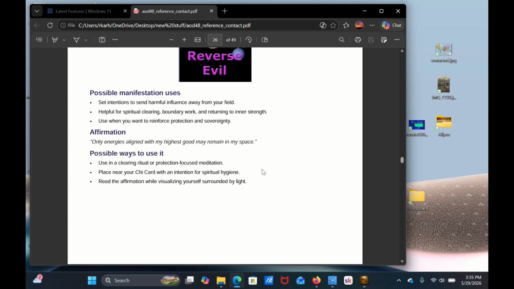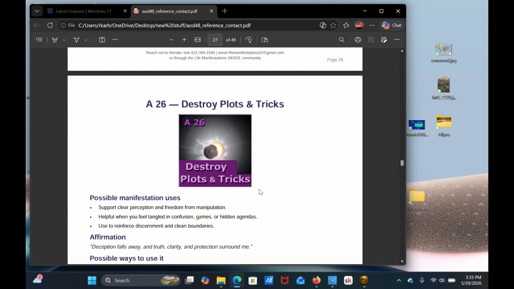Use in a clearing ritual or protection-focused meditation. Place near your chi card with an intention for spiritual hygiene. Read the affirmation while visualizing yourself surrounded by white light.